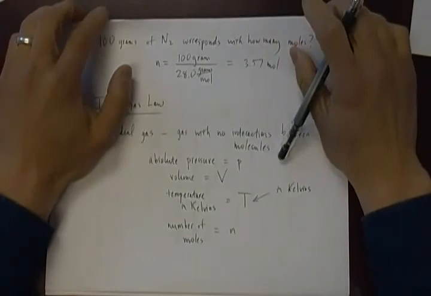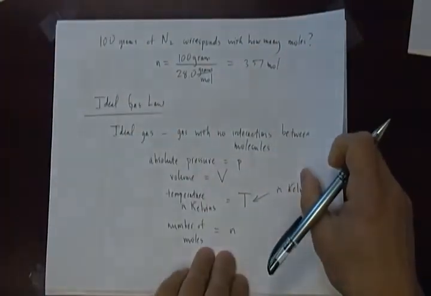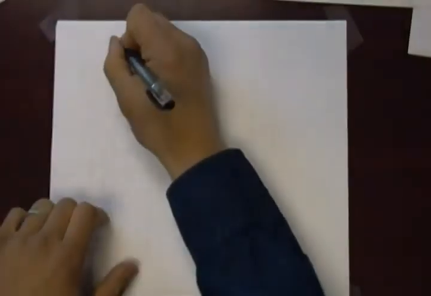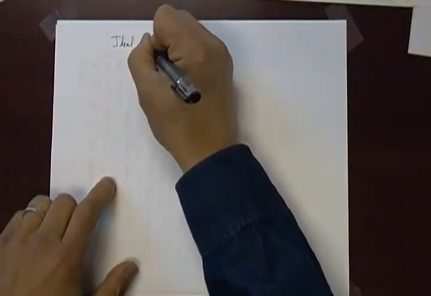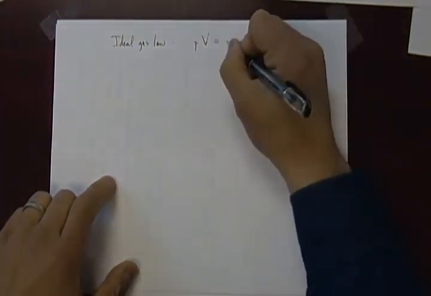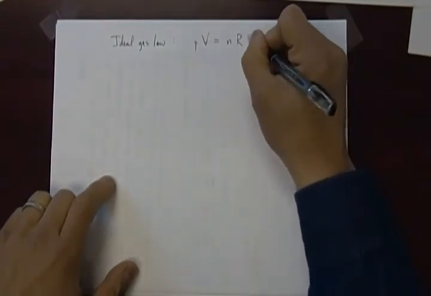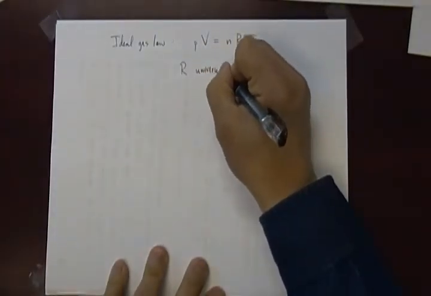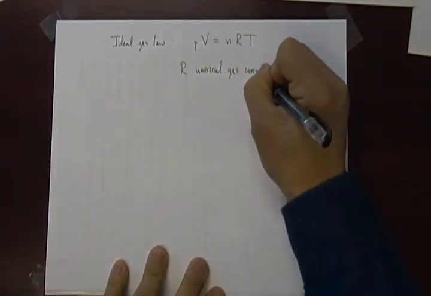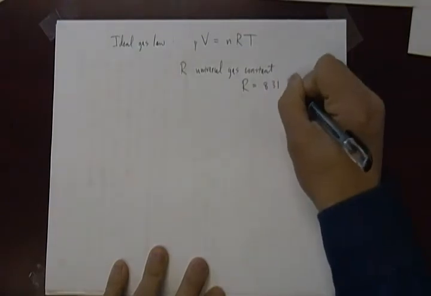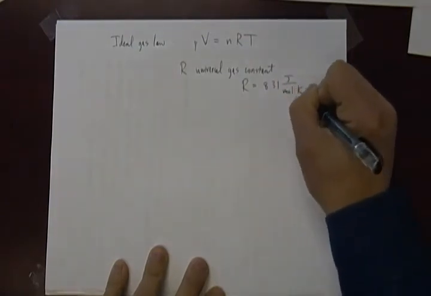The ideal gas law is a formula that relates P, V, and T, and the formula is the following. The ideal gas law is that PV, P times V, is equal to the number of moles times the gas constant, which I'll tell you, times the temperature in kelvins. Okay, so R is what's called the universal gas constant, and the value of R is 8.31 joules per mole per kelvin.